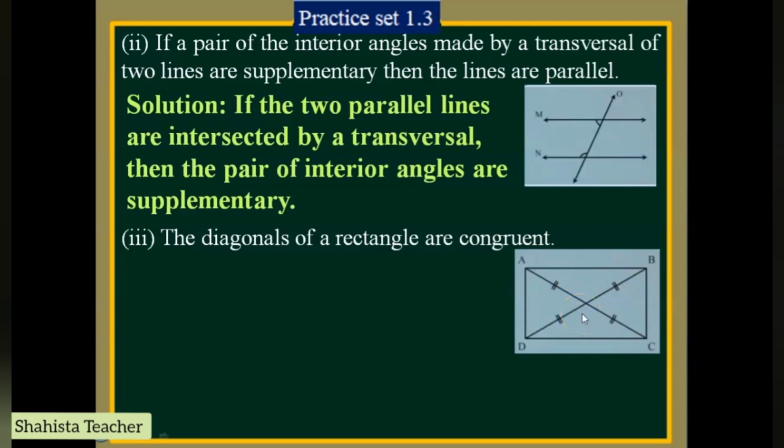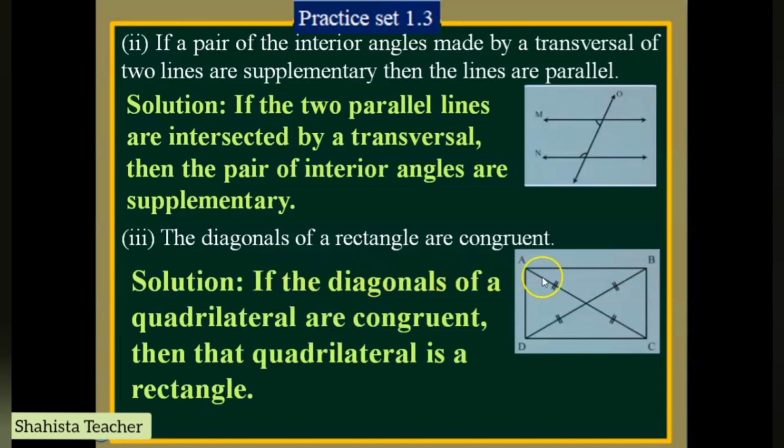So here we will write, if the diagonals of a quadrilateral are congruent, all the diagonal lines are congruent, then the quadrilateral is a rectangle. After joining these four sides with the diagonals, we get a rectangle shape. So the statement is: if the diagonals of a quadrilateral are congruent, then the quadrilateral is a rectangle.